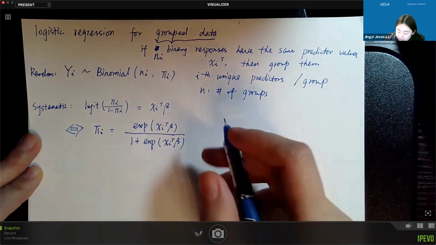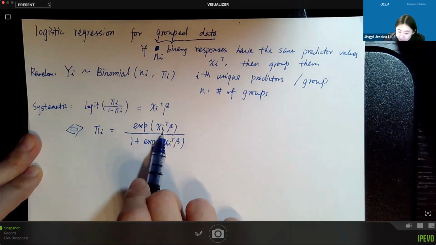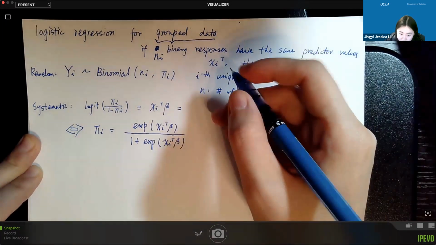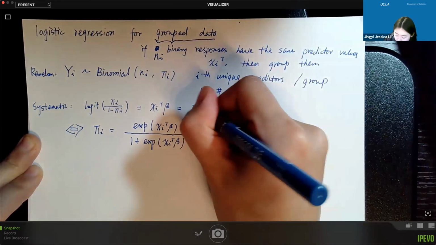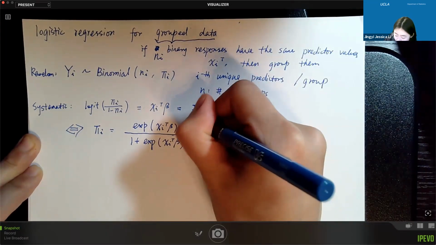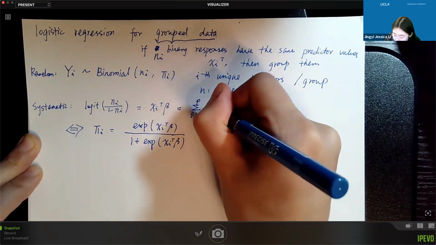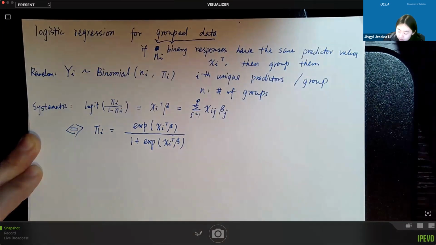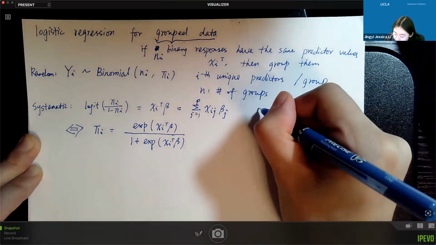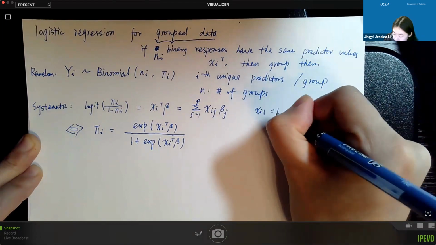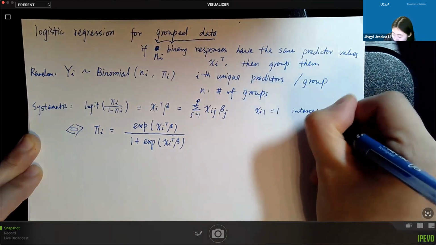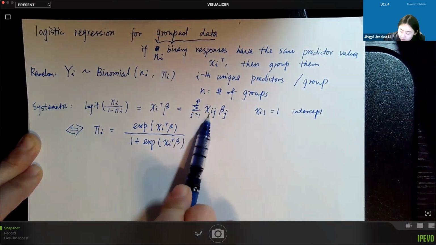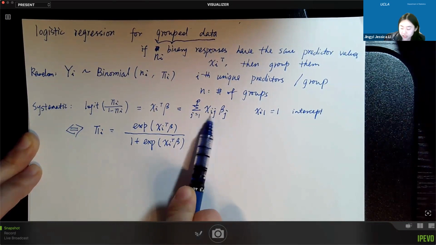Okay, and we know that in this xi transpose beta, it's basically we have the summation, j from 1 to p, of xij times beta j. Here I'm just considering xi1 to be 1. This is for the intercept, okay? So the first column is all 1. So starting from the second one is a real predictor value.